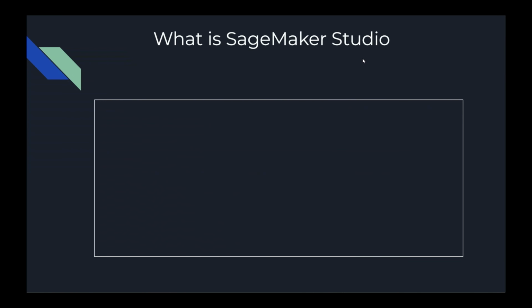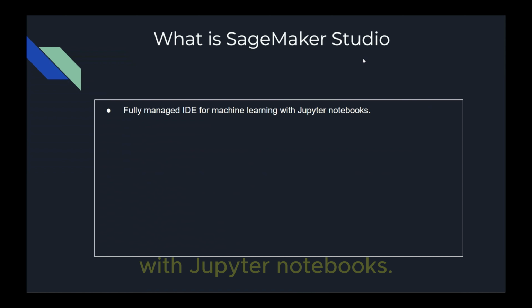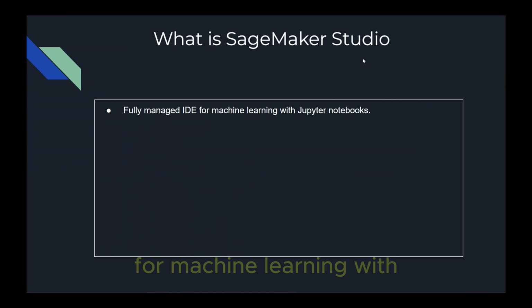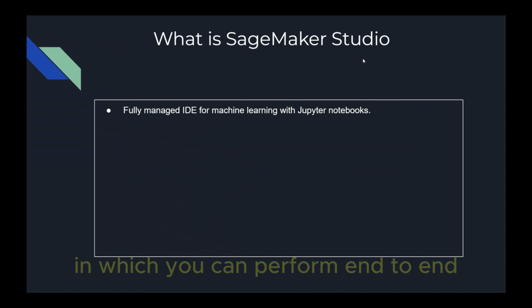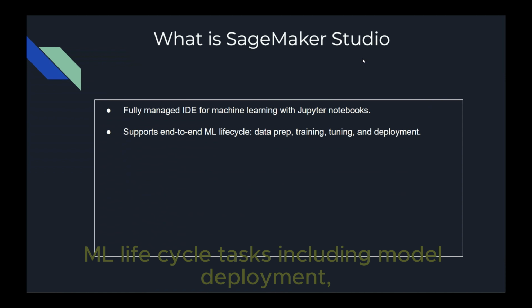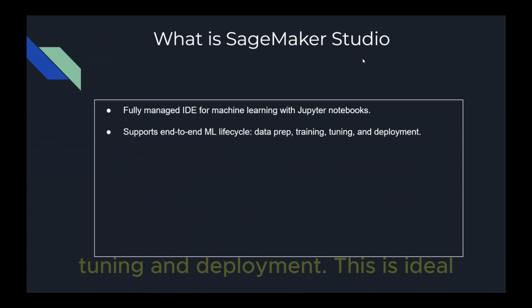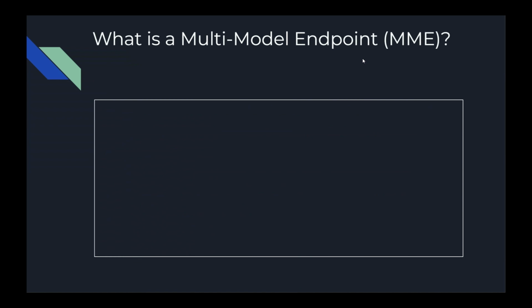What is SageMaker Studio? SageMaker Studio is a fully managed IDE for machine learning with Jupyter notebooks. It is an integrated development environment for machine learning that provides a fully managed Jupyter notebook interface in which you can perform end-to-end ML lifecycle tasks, including data prep, training, tuning, and deployment. This is ideal for developers and data scientists who are working on AWS.